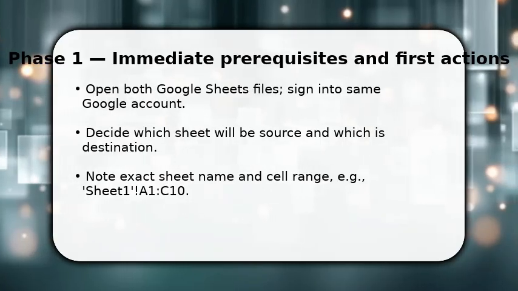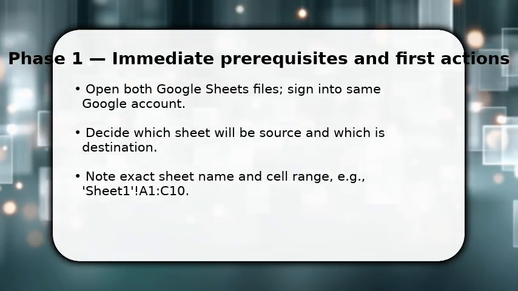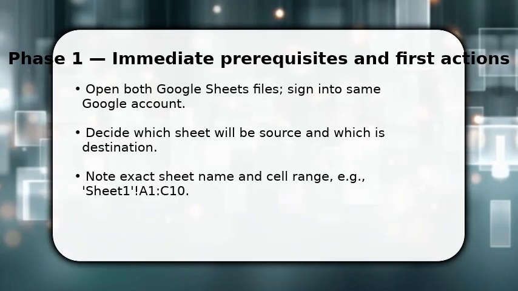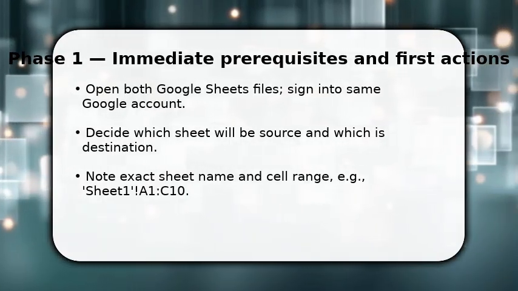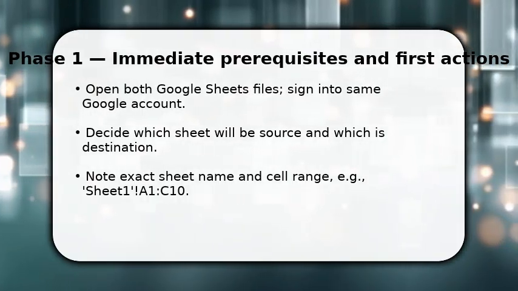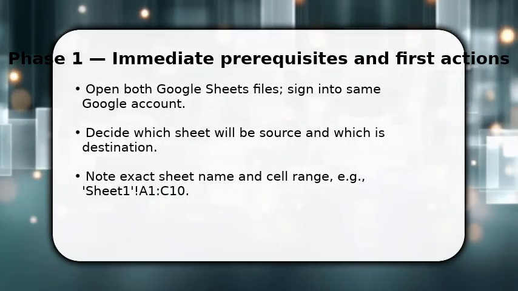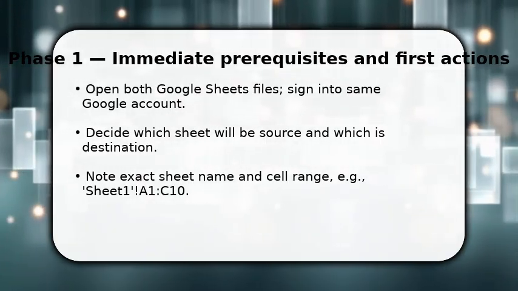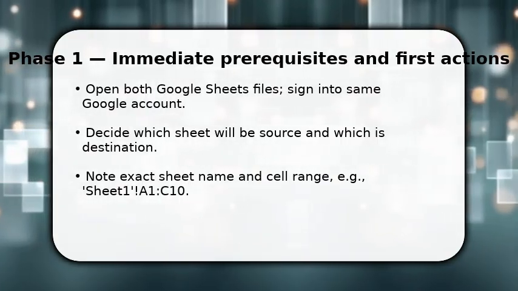You start by opening both spreadsheets and confirming you own or have edit access. This matters because link permissions follow the file. Next, pick the source sheet with the data you want to show elsewhere and the destination sheet where you want live updates. Once chosen, identify the exact sheet name and range, for example Sheet 1, A1:C10, so you can reference it precisely. Doing this now prevents mistakes later and saves time when you create the link.